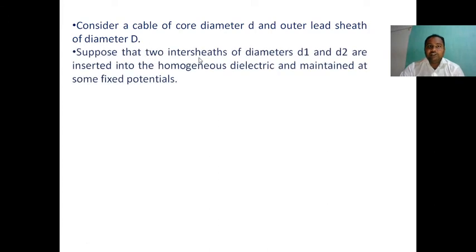Suppose two intersheaths of diameter d1 and d2 are inserted into the homogeneous dielectric and maintained at some fixed potential. From the formulas we know the potentials of the layers. From the formulas we can calculate how much voltage is in the inner layer and how much in the outer layers. We can easily calculate the maximum potential gradient, and based on that we put in the insulating material.